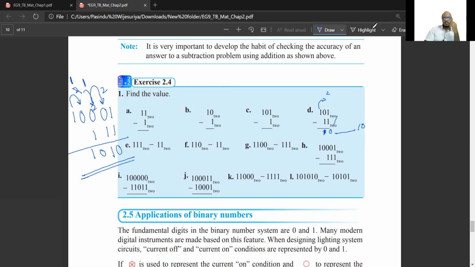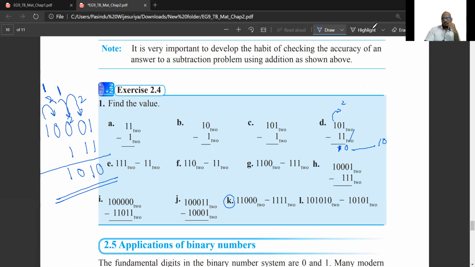So let's consider question number K. Again, I'm going to write it in big letters. Zoom it again. Big letters. So 1 1 0 0 0 minus 1 1 1 1. Can you subtract 0? No. So we will have to bring this. When you bring, there's going to be 2 here. From 2, you have to give one of the 2 here.